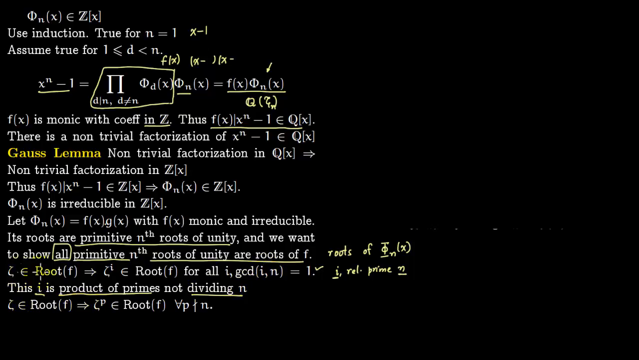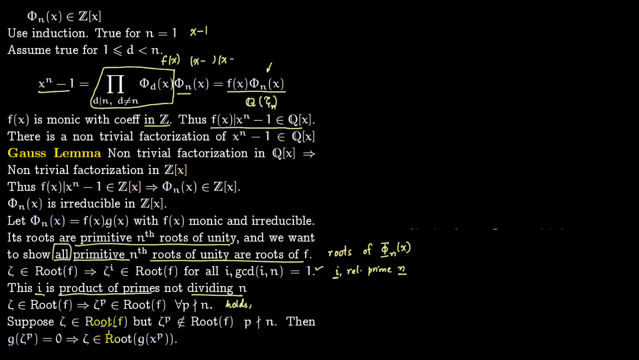So what we want to show instead is this: if zeta is a root of f, this should imply that zeta to the power p is also a root of f for all p which do not divide n. So instead of the earlier statement, we want to show this statement. If this holds, then obviously all primitive roots of unity would lie in f. If zeta is a root of f, you take some root of f, and then its pth power is also a root of f for all p which do not divide n. So your greatest common divisor would again be 1, and therefore f would end up containing all the primitive roots of unity.